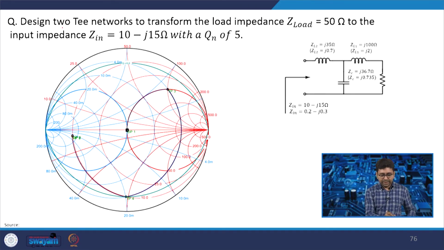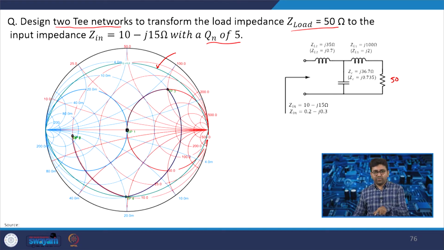So, here, design a T network. You can design a T network to transform the load impedance Z load, which is equal to 50, to the input impedance Z in, which is equal to 10 minus J 15, with Qn equal to 5. Whenever you want to do this kind of problem, first you need to plot the Q circle. So, here the Q equal to 5 circle is already drawn.